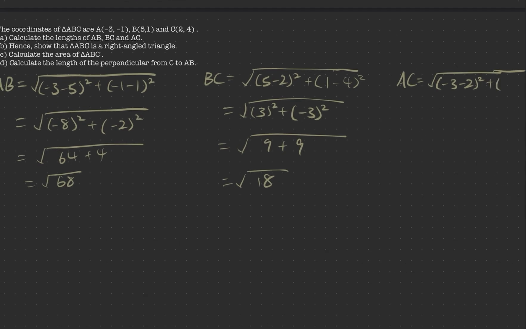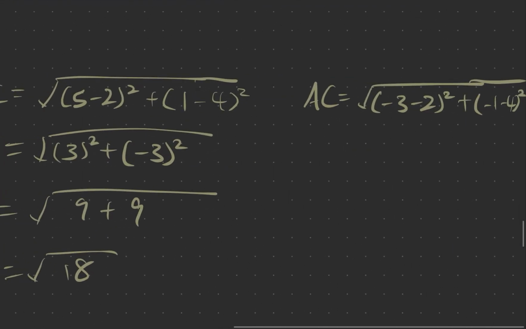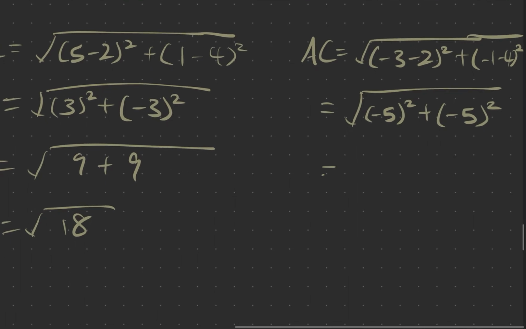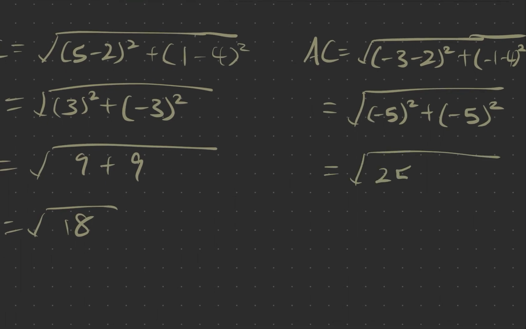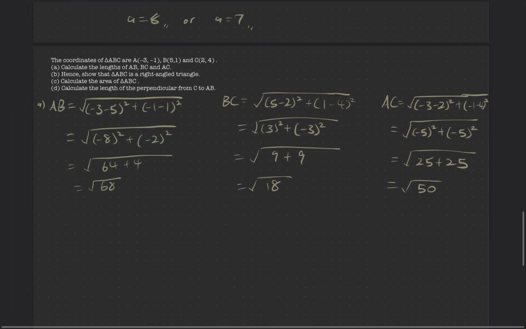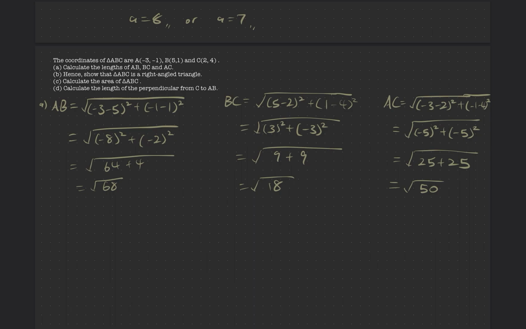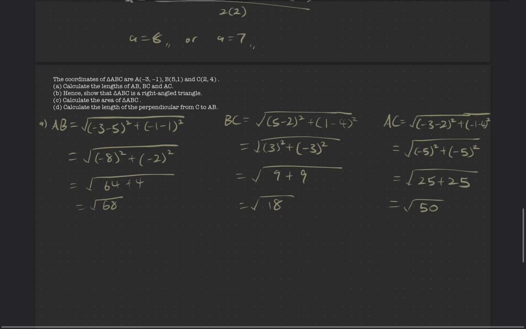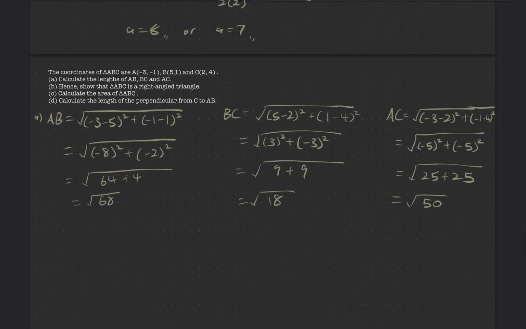Running a little bit out of space there. Okay. So we get... So AC is just square root 50. So we've got all the lengths now. So for part B, we have to show that triangle ABC is a right angle triangle. So basically, we know that in a right angle triangle, the hypotenuse is the longest side. So we're just gonna leave this out first.